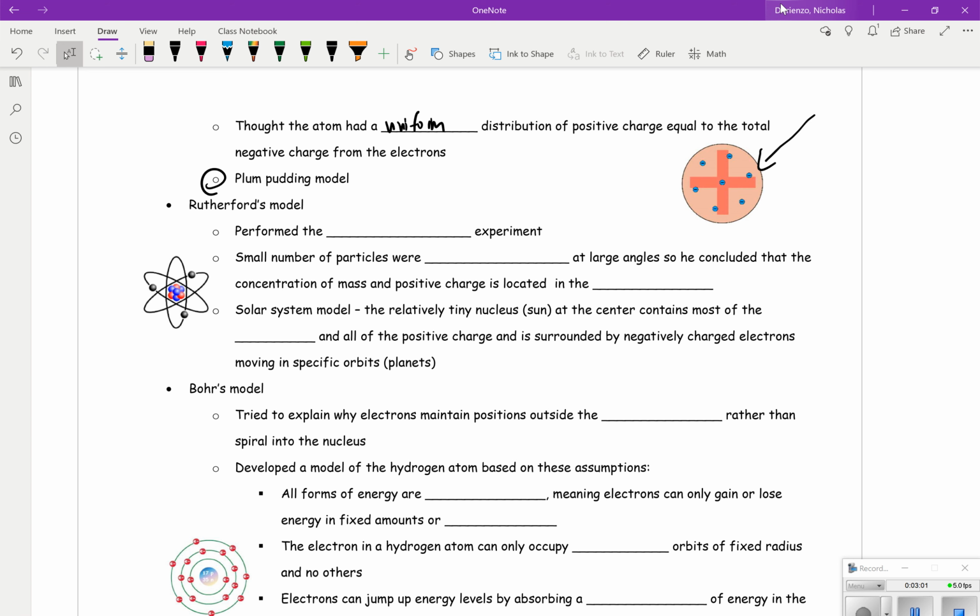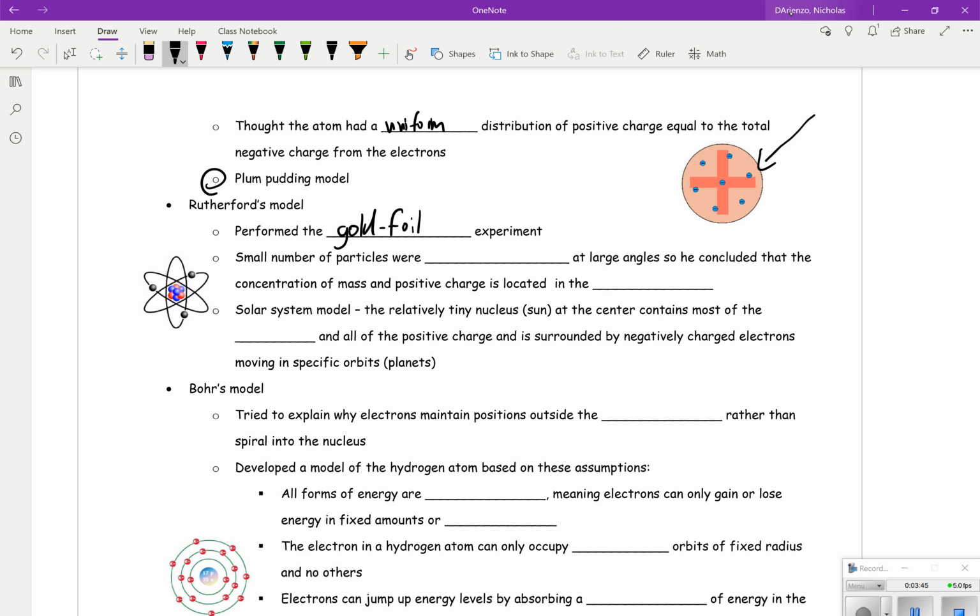The later models are going to come to expand on that and realize that the positive charge is not uniform throughout the atom, nor is the negative charge. And we started to discover that with Ernest Rutherford's model, which he developed by performing, if you remember this, the gold foil experiment, where he took a small number of positively charged alpha particles and directed them in a dense beam at a thin sheet of gold foil.